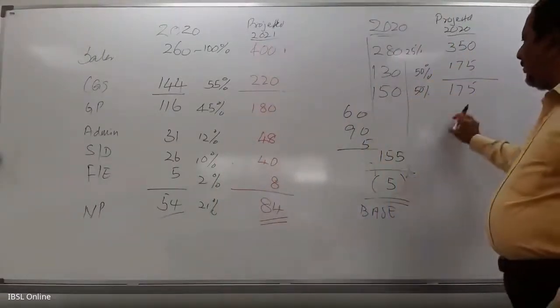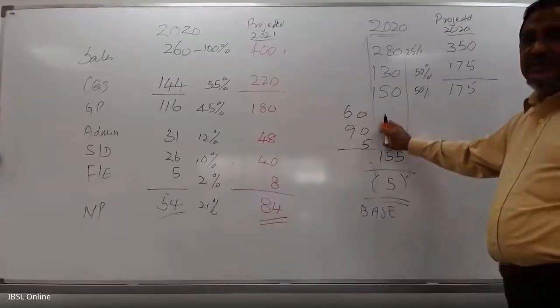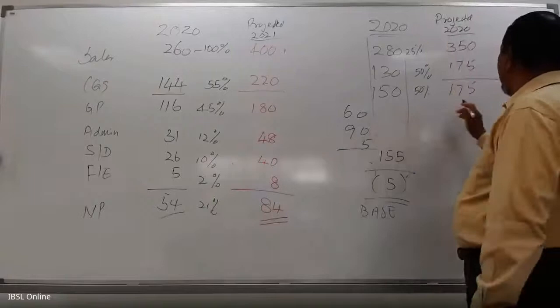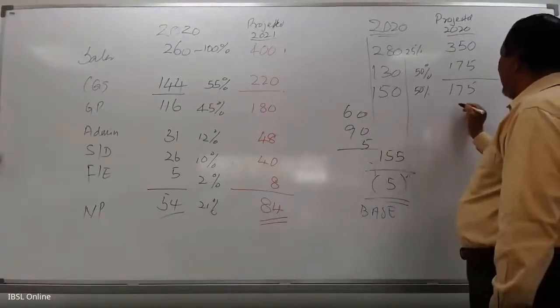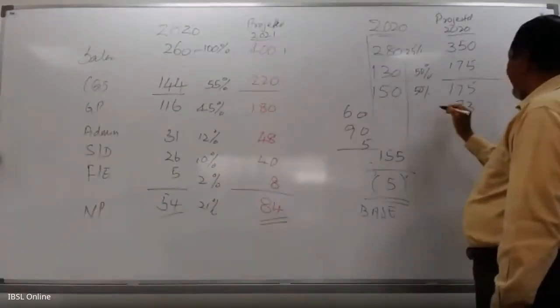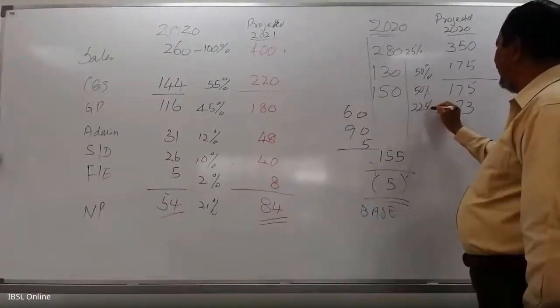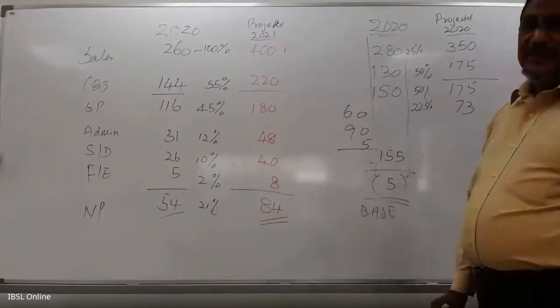Next item is administration expenses. Expenditure based on the past trend, so it will be the same as last time. It will be 73. It was 22.5%. Last time was that one.